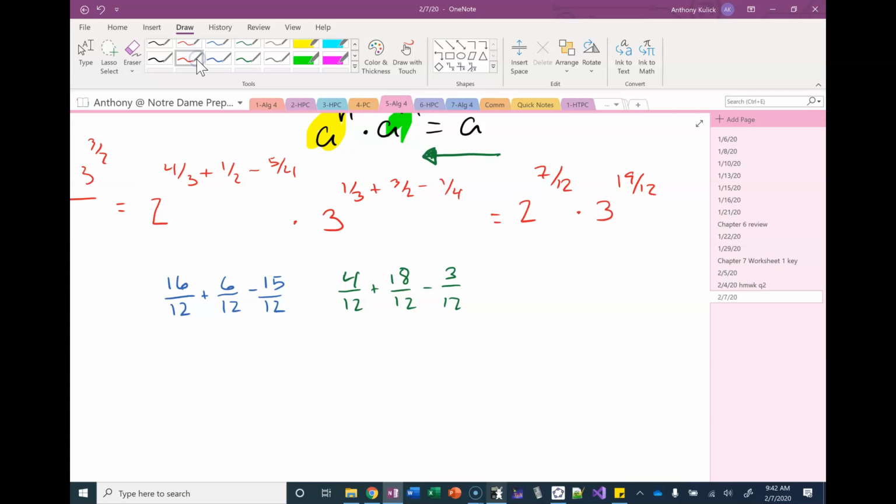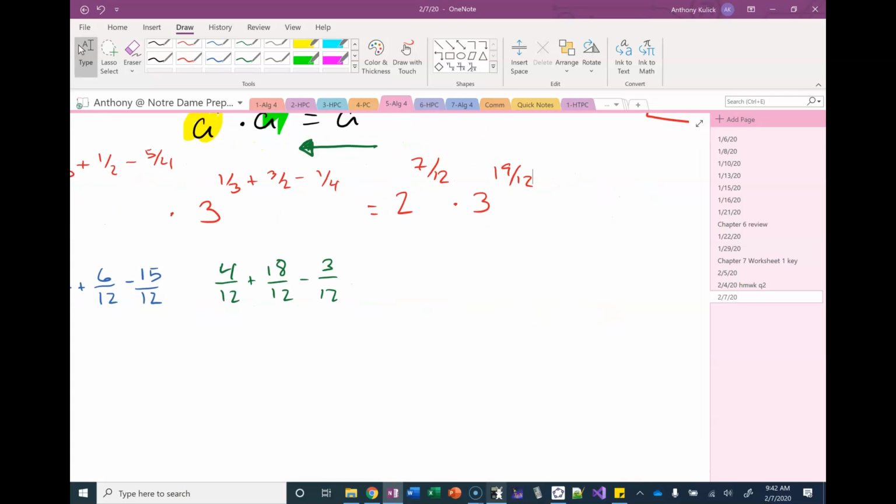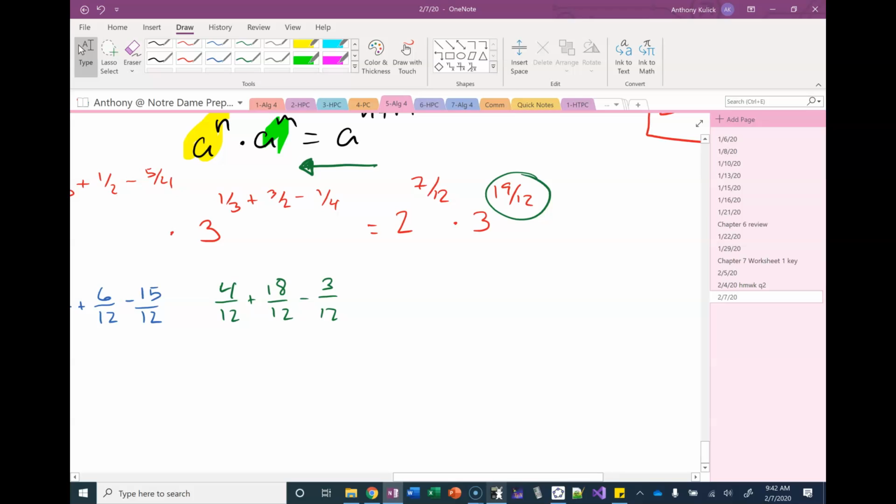All right. Next thing I'm going to do, I'm going to look at those exponents and see if any of them are improper fractions. 7/12, that's fine. 19/12, that's an improper fraction. So I'm going to rewrite that as a mixed number. What is 19/12 as a mixed number? 1 and 7/12. Is everybody okay with how we did that?